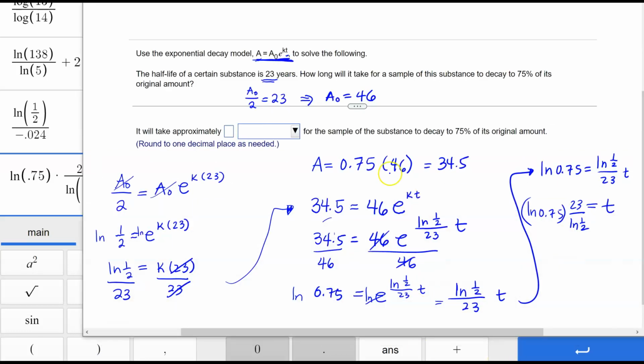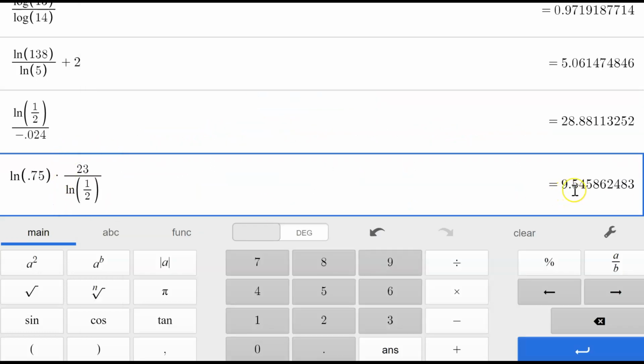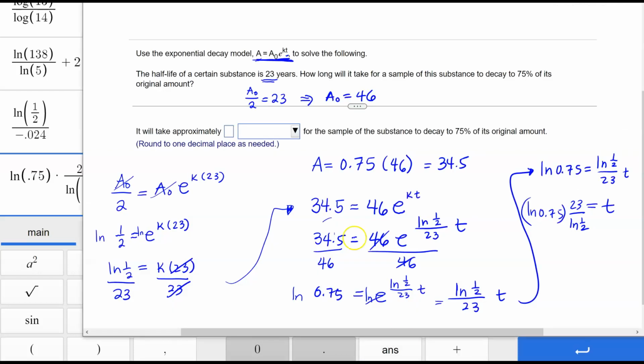So let's look at what is being asked. You would have to write the answer here, rounded off to 1 decimal place. So the answer would be 9.5. And what's the unit? Approximately 9.5 years. So 9.5 years for the sample of the substance to decay to 75% of its original amount.